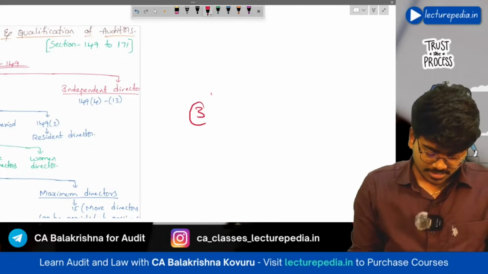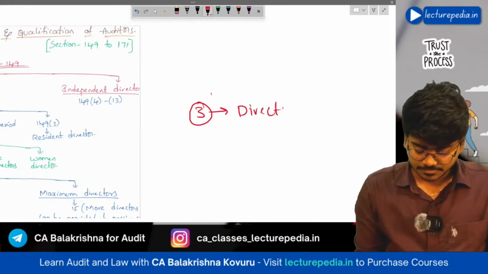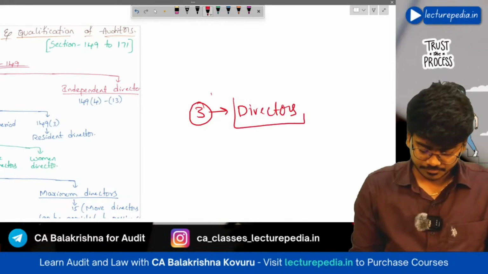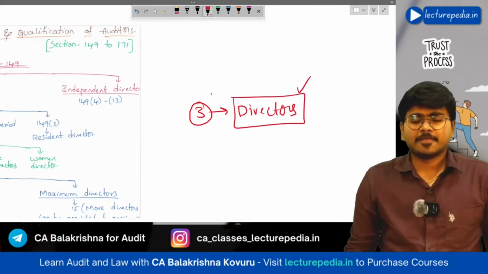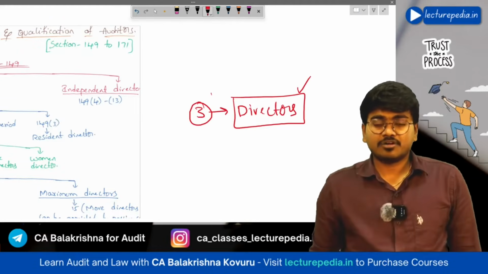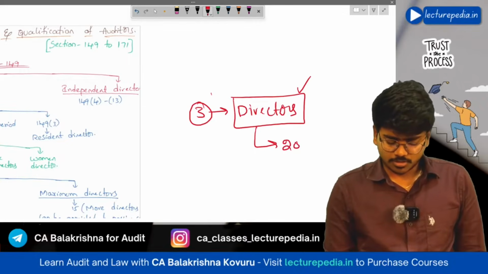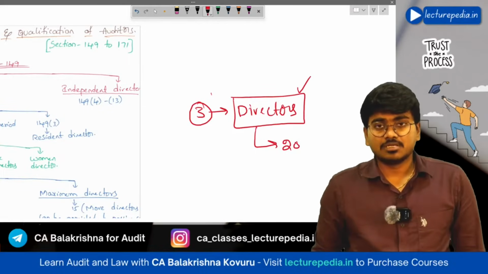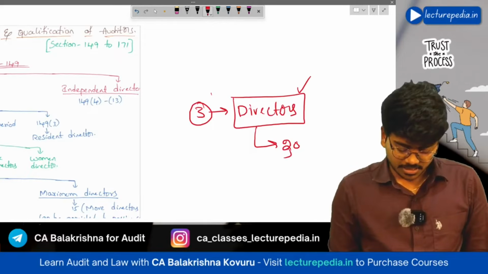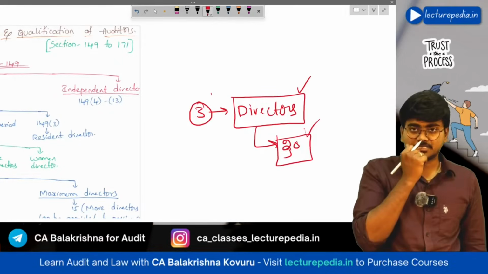So first 3 chapters are related to directors. You can say these 3 chapters are very much important for examination as well. Around 20 to 30 marks weightage you will be getting from these 3 chapters. You can say 30 marks weightage will be there for these director related chapters.